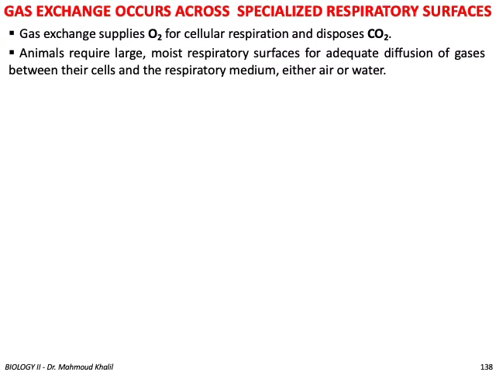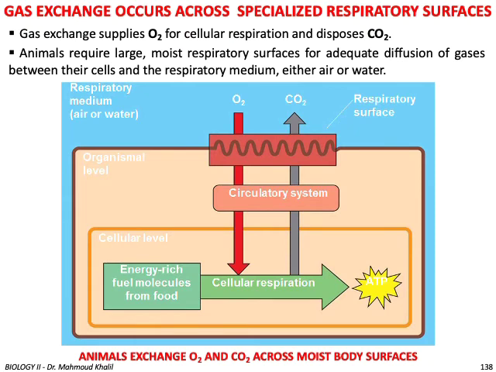So gas exchange occurs across a specialized respiratory surface. Gas exchange supplies oxygen for cellular respiration and disposes of carbon dioxide. Animals require a large moist respiratory surface for adequate diffusion of gases between cells and the respiratory medium, either air or water. From this simplified figure, you can see that oxygen enters the organism through the respiratory surface.